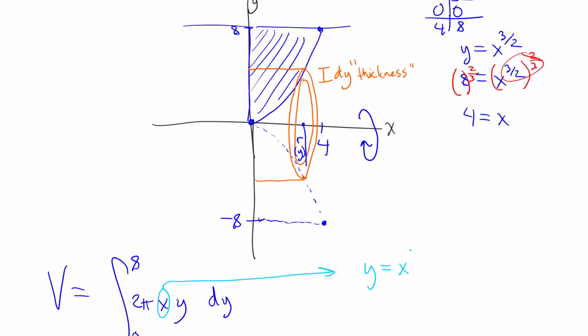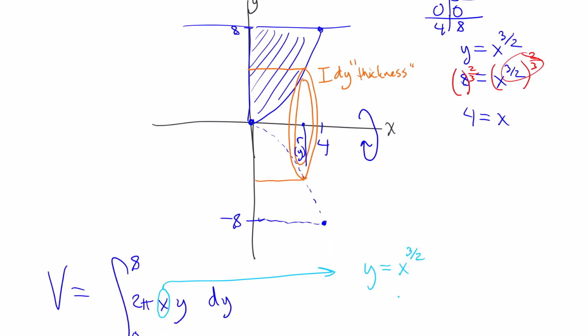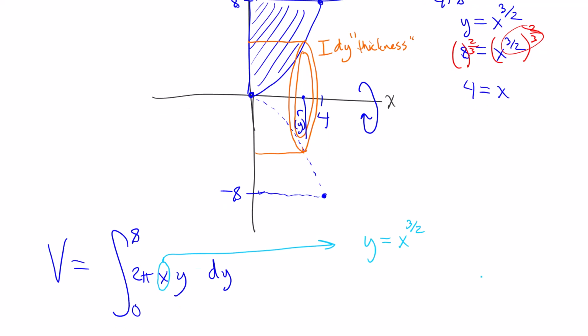y equals x to the 3 halves. That was just, again, given as the definition of that curved boundary. And all we have to do is solve that for x equal to something in terms of y, which means we already did some of the algebra above, but we just did it numerically.